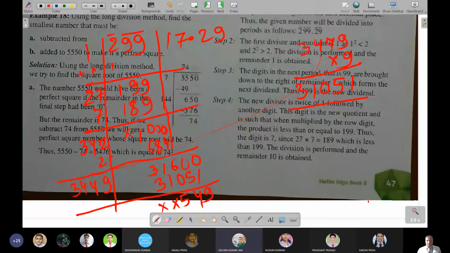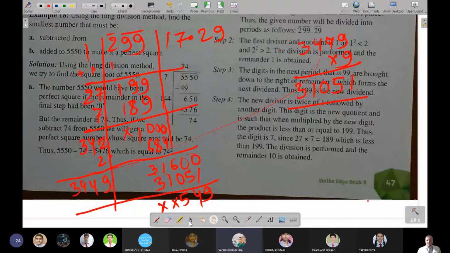Sir, if a question comes, find the square root of 81 using the long division method, how do we solve, sir? Very easy. 81 will come in the simplest step only. You pair, there are 2 numbers only. So you will do like this. 9 9s are 81. Cancel. 9 will become the square root. Got it? Clear now? Yes, sir.